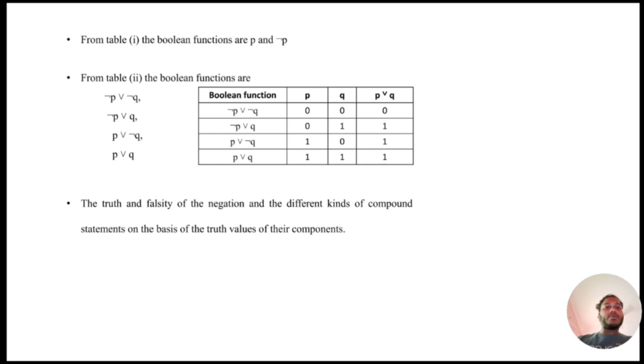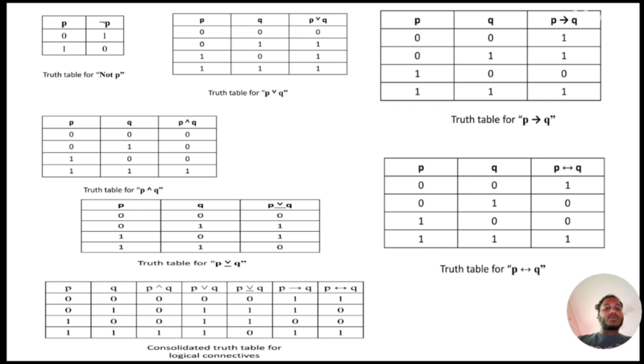From table 1, the Boolean functions of P and not P. From table 2, the Boolean functions are not P and not Q, not P and Q, P and not Q, P and Q. The Boolean functions are given. The truth and falsity of the negation and different kinds of compound statements depend on the truth values of their components. These are the truth values of the above given P and Q values.